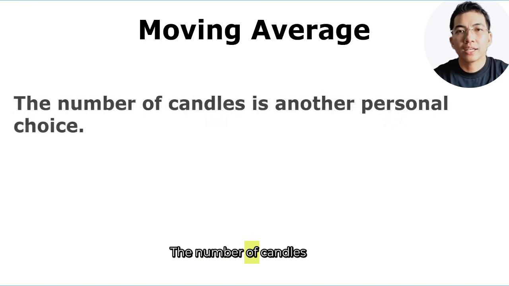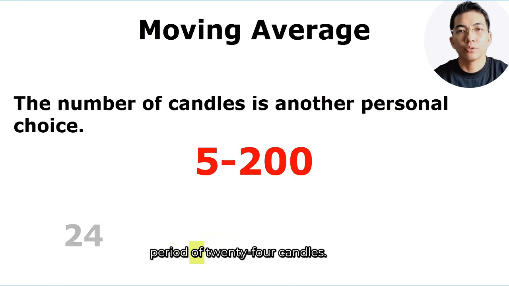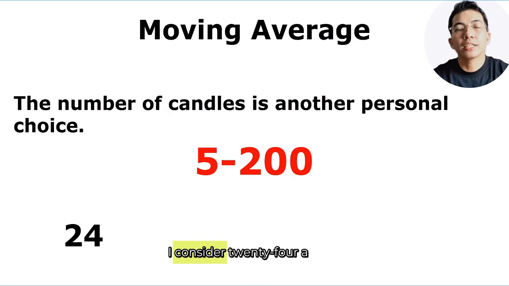The number of candles is another personal choice. I would recommend not to go under 5 candles and not to go over 200 candles. I personally like a period of 24 candles. Why 24? I consider 24 a magic number in forex trading. It fits almost all the time frames.